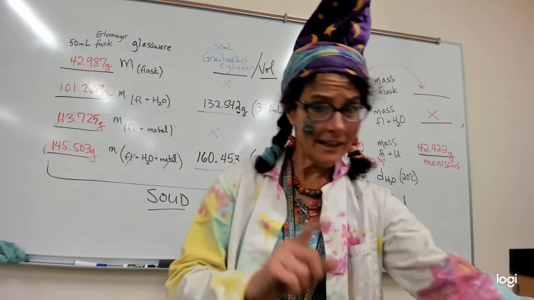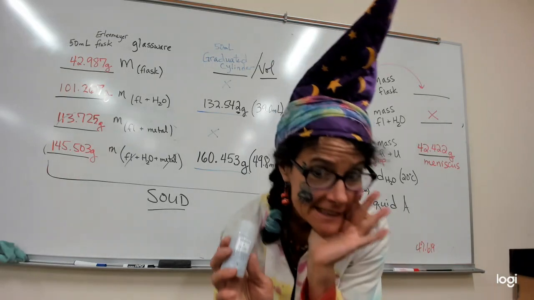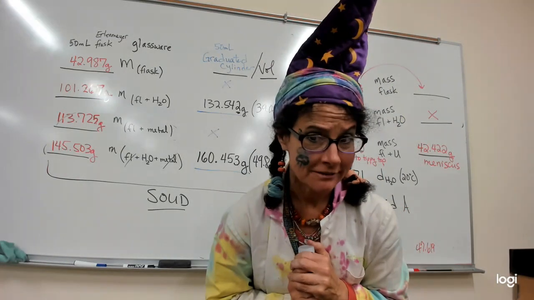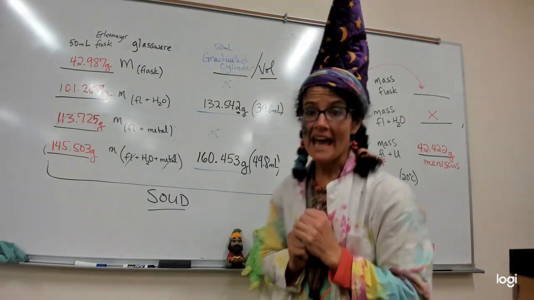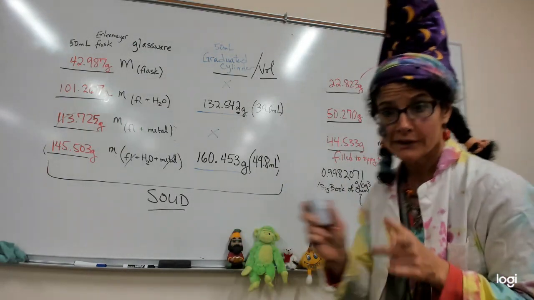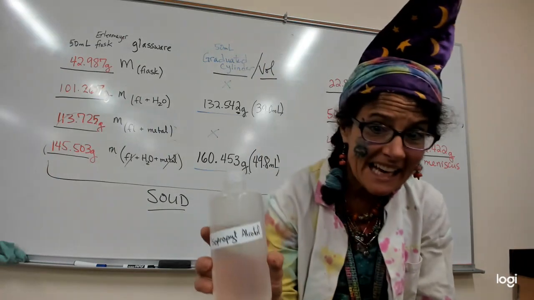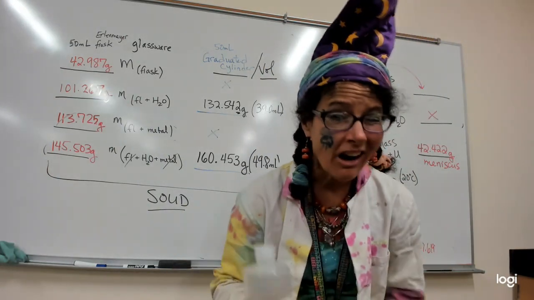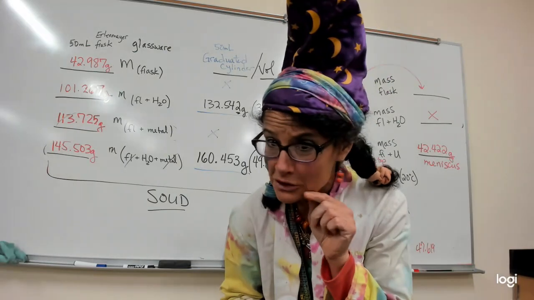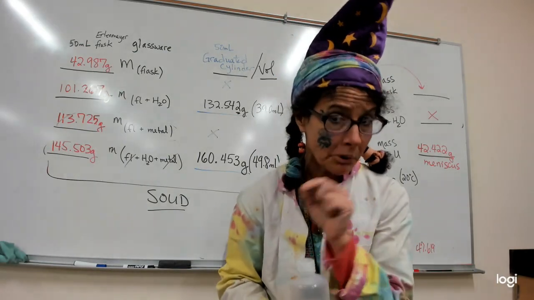It's an unknown A. I'm going to tell you a secret. It's aluminum. Don't tell your teacher. It's aluminum. And that's for the solid, sorry. The liquid is also unknown A. And the liquid is isopropyl alcohol, also known as isopropanol or 2-propanol.